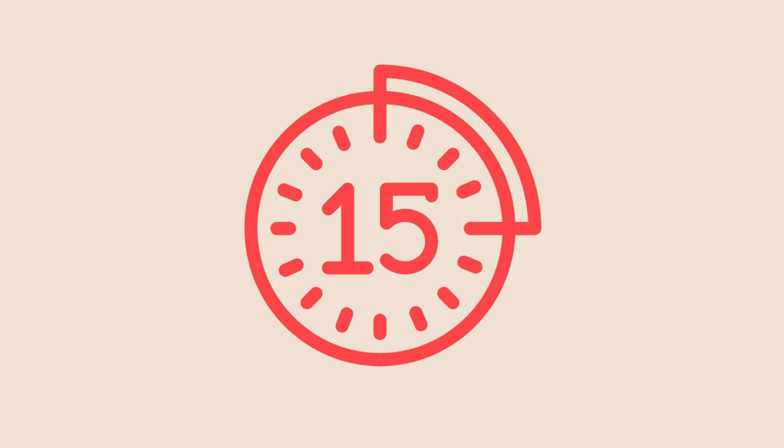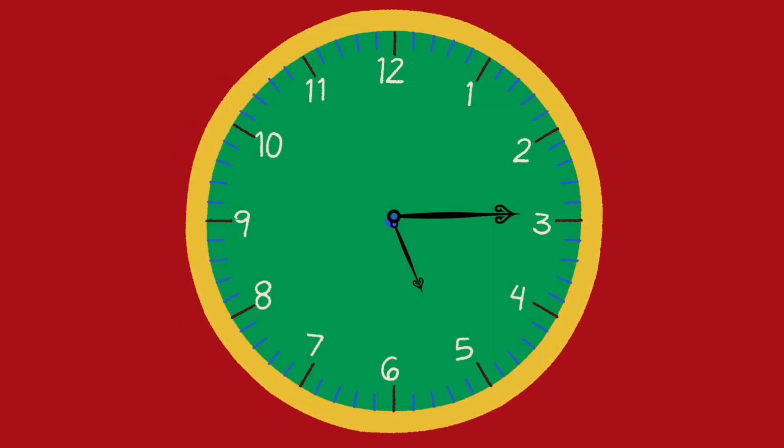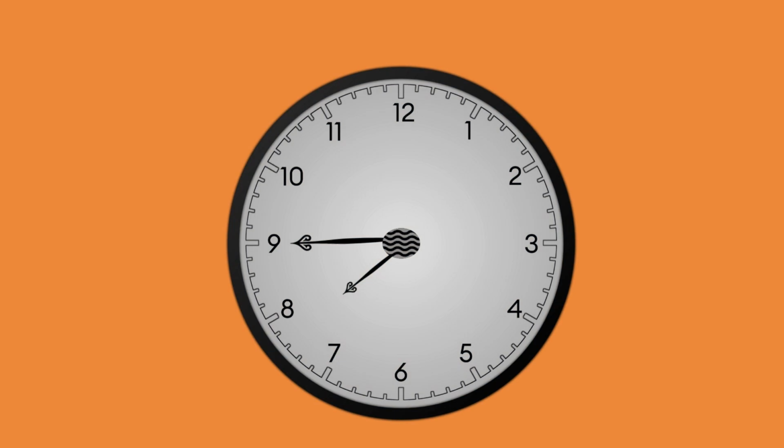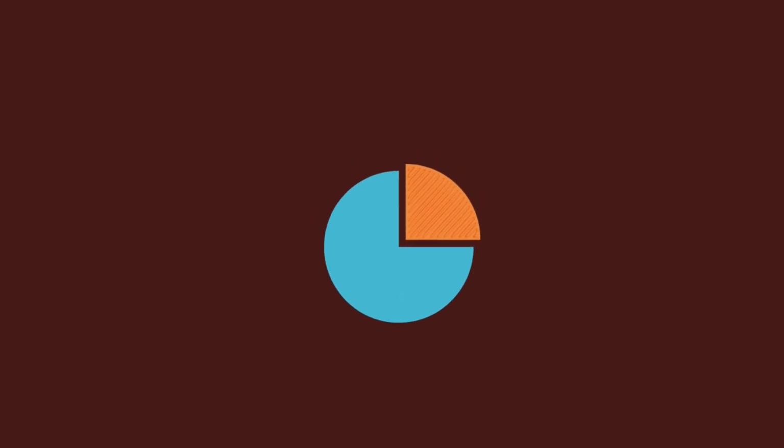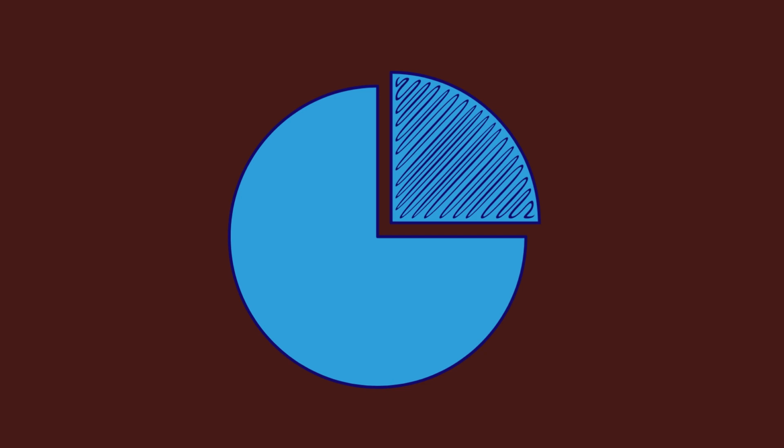When the minute hand is on 3, we say quarter past. Example, quarter past 5 equals 5:15. When the minute hand is on 9, we say quarter to. Example, quarter to 8 equals 7:45. Because a clock is like a pizza, and we divided it into 4 quarters.